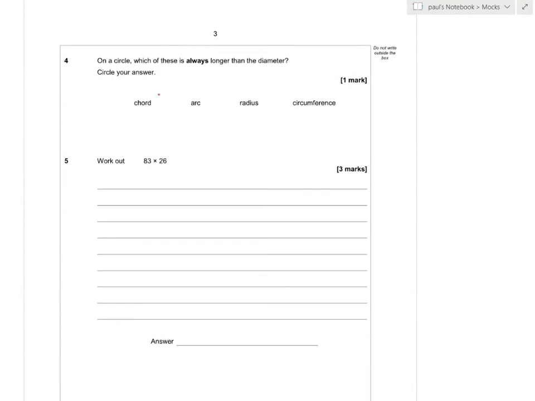On a circle, which of these is always longer than the diameter? The circumference, all the way around.